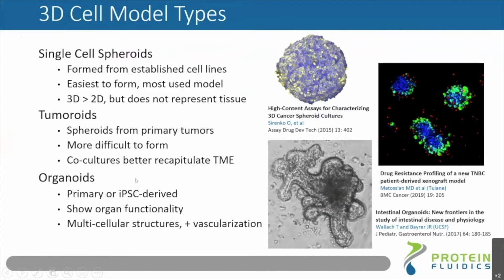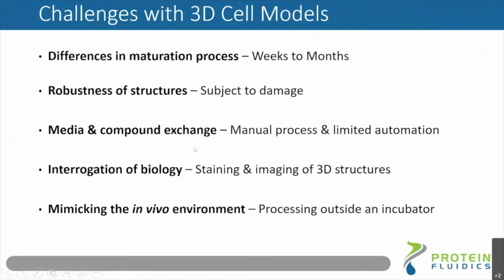People refer to a lot of these things all as organoids, but organoids tend to be your multicellular structures that will show organ functionality, sometimes including vascularization, et cetera. So the most complex of the structures. While cell models are available, there are a lot of challenges to using them.